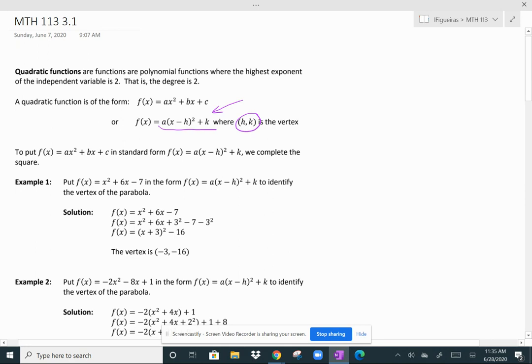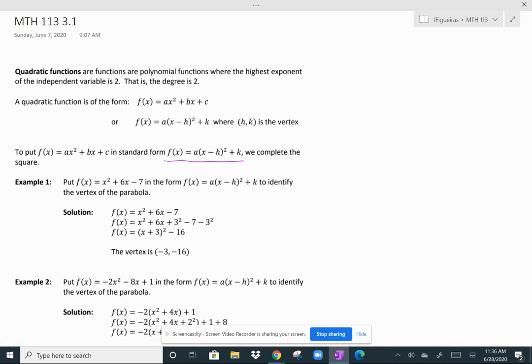You can think of this in terms of shifting. This would be a horizontal shift h units right, and this would be a vertical shift k units up from 0, 0, because remember the vertex of x squared is just 0, 0. The way we put a quadratic function in this second form is by using the completing the square method.